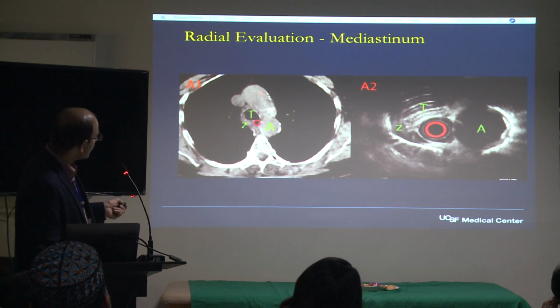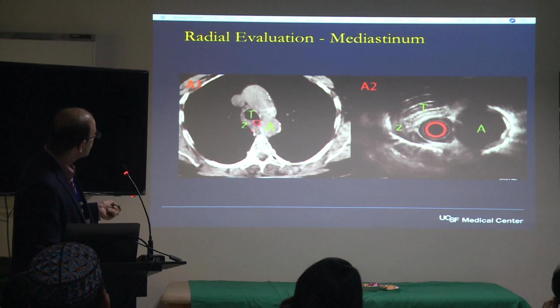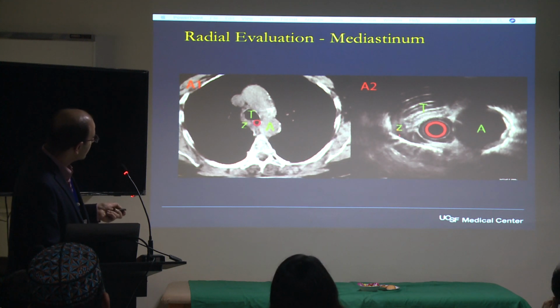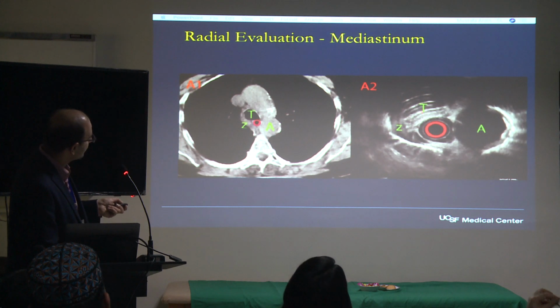So one thing to remember is that the esophagus is posterior to the trachea. So this is where we are. This is CT: aorta, and then azygos vein, and then trachea in the front.